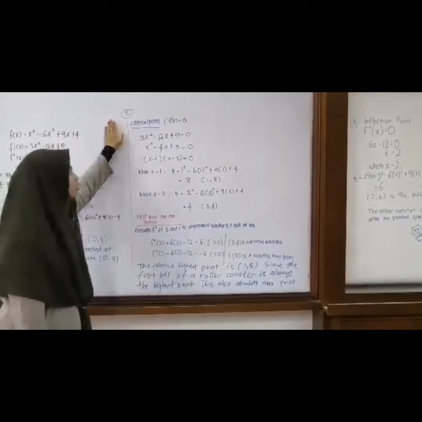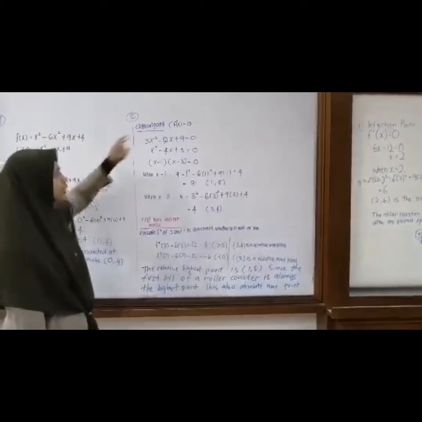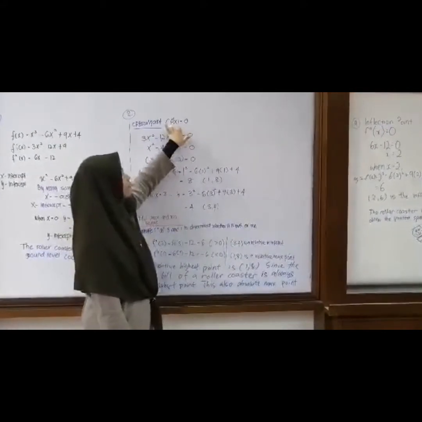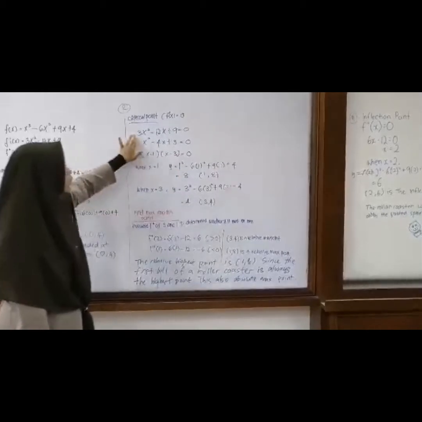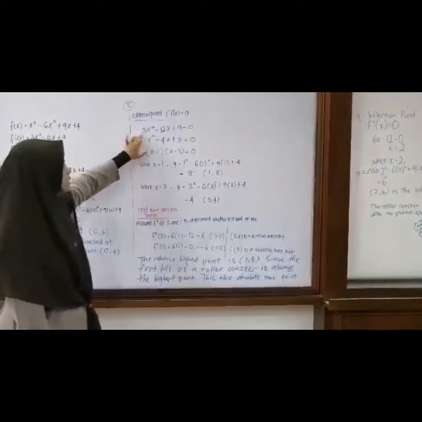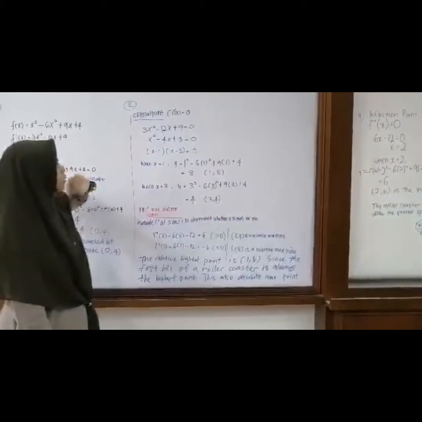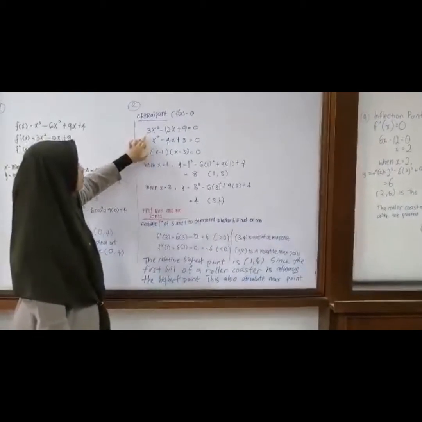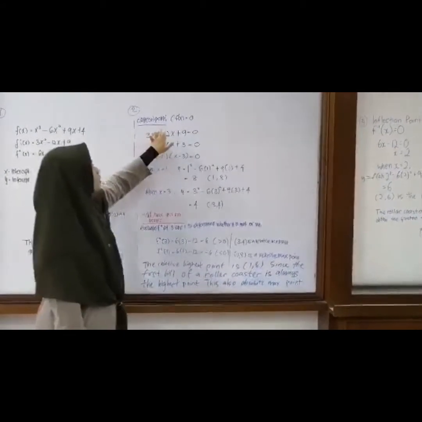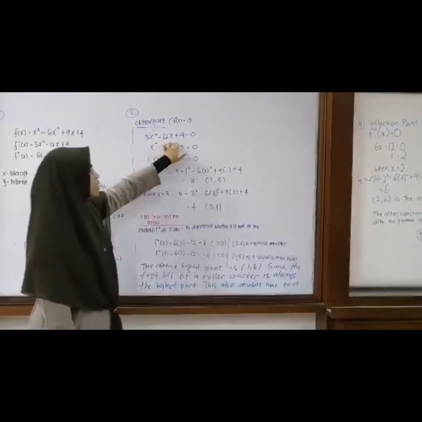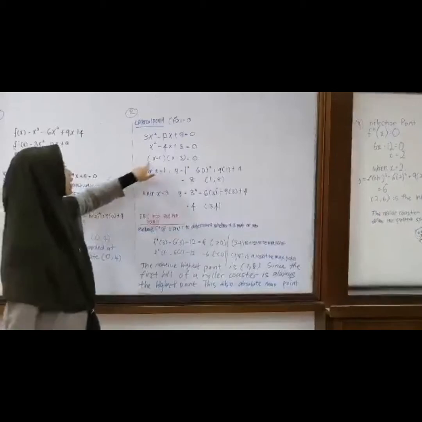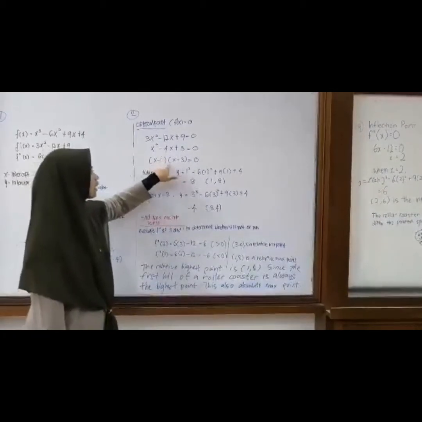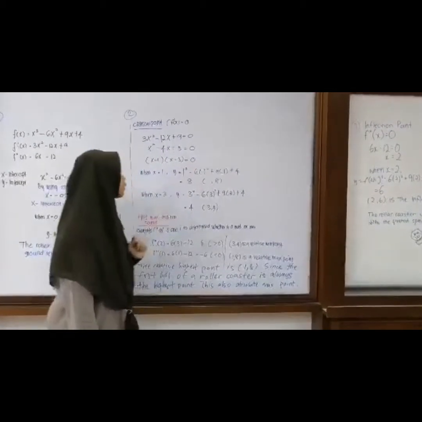For second question, we will find critical point. For critical point, f prime x must be equal to 0. So we will use the first derivative. So 3x squared minus 12x plus 9 equal to 0, and we factorize, and we get (x minus 1)(x minus 3) equal to 0.